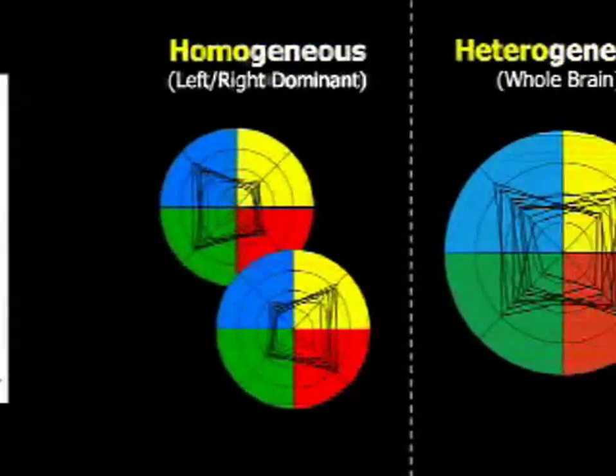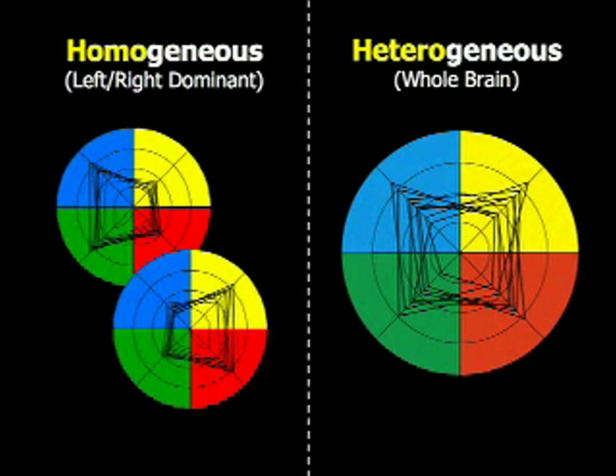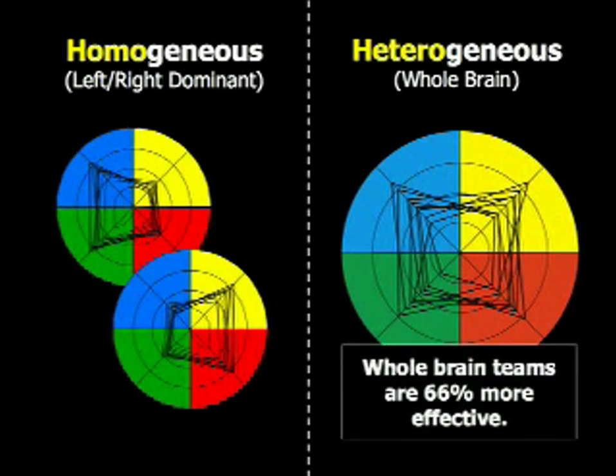Our data has shown that heterogeneous groups, the picture on the right with lots of different profiles, are capable of significantly greater creative output than unbalanced or homogeneous groups, as you see depicted on the left. These are actual profiles using the Herrmann Brain Dominance Instrument, which is the way we measure an individual's thinking styles. A 6-year study with the U.S. Forest Service actually showed that whole brain teams are 66% more effective, and 70% or more of those teams were successful when they were whole-brained.